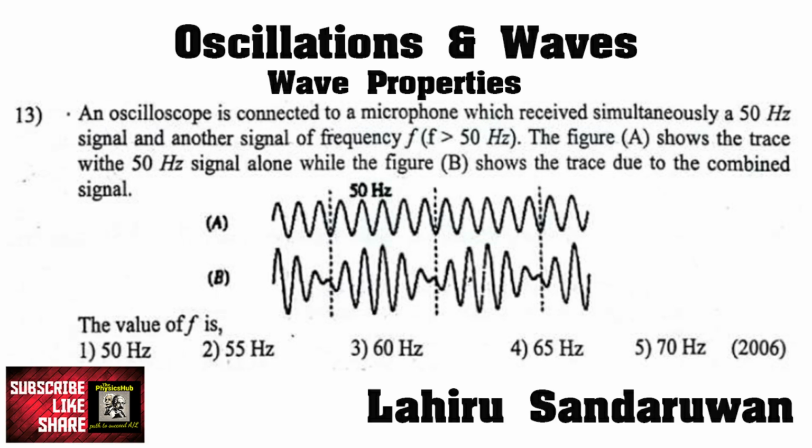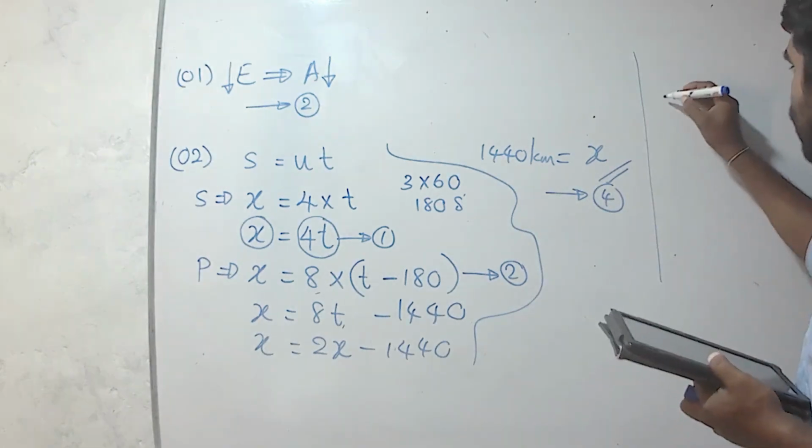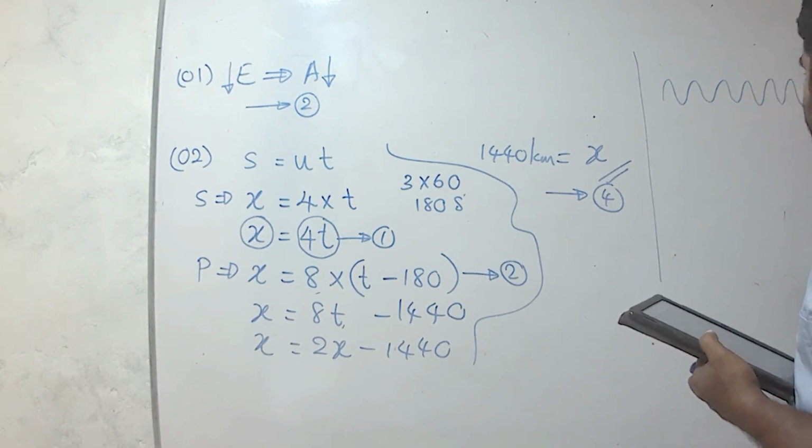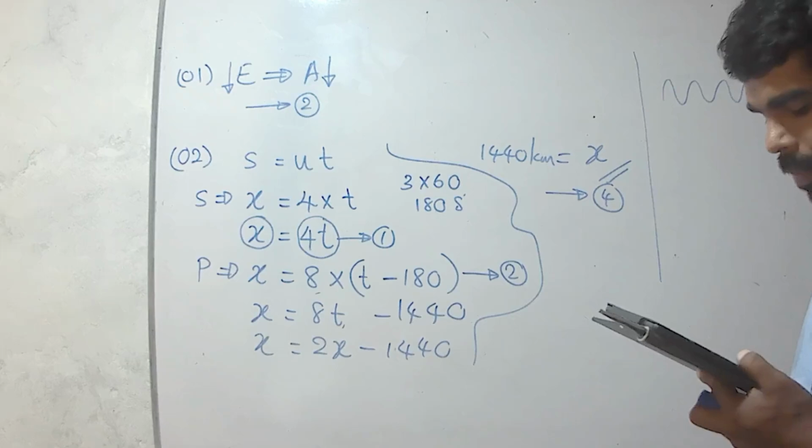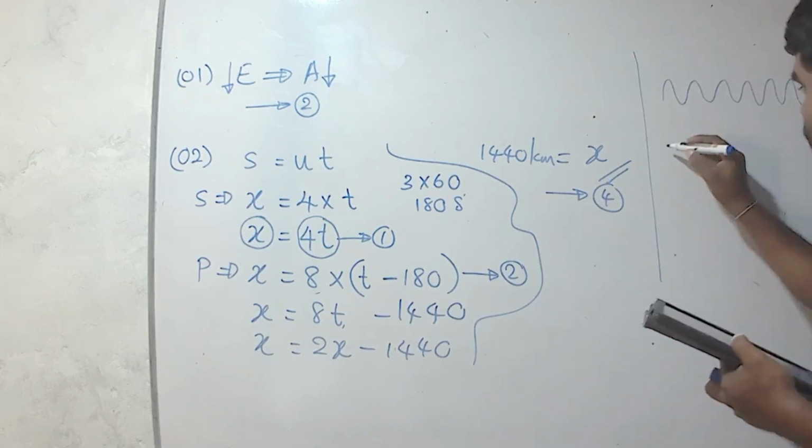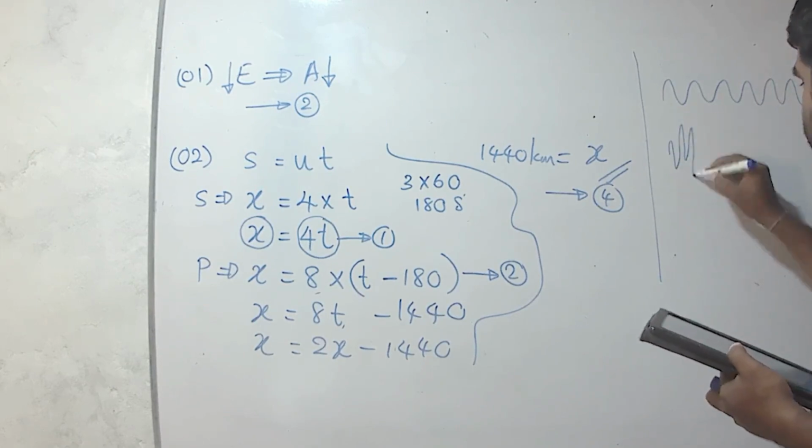So, an oscilloscope is connected to a microphone which receives simultaneously a 50 Hz signal and another signal of frequency f. They have given that f is greater than 50. Figure A shows the trace with the 50 Hz signal alone, while figure B shows the trace due to the combined signal. The value of f is the frequency of wave B. In the first part, they have given a wave like this. It means the pure wave of source A. And in the second part, they have given a wave like this.